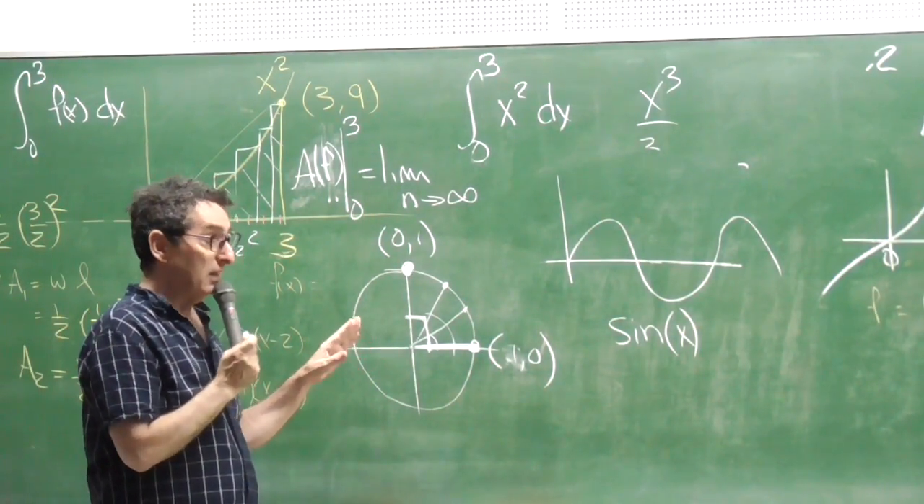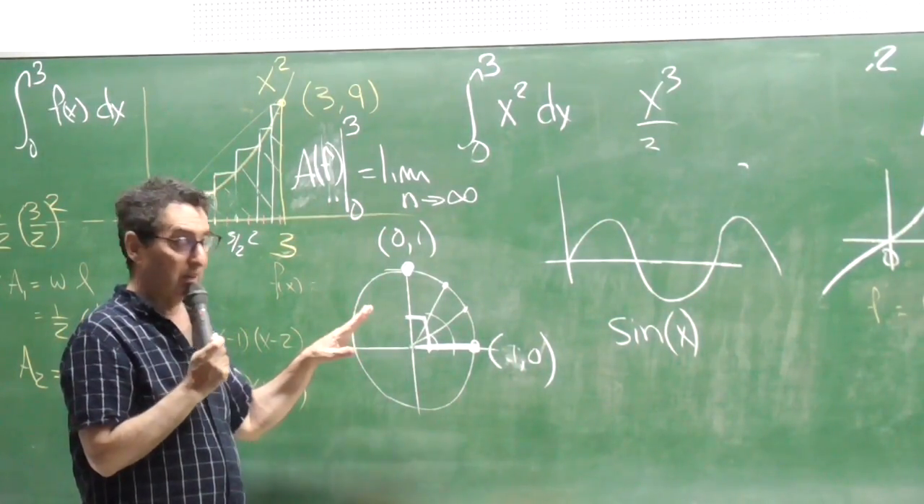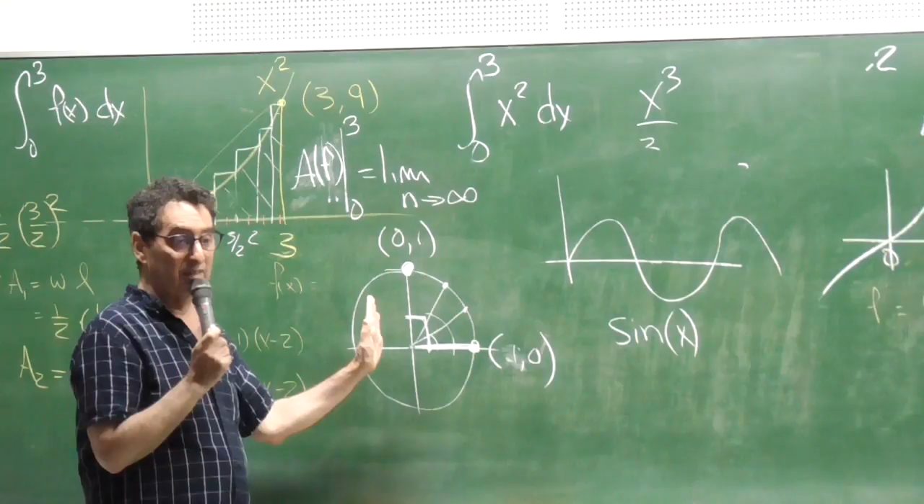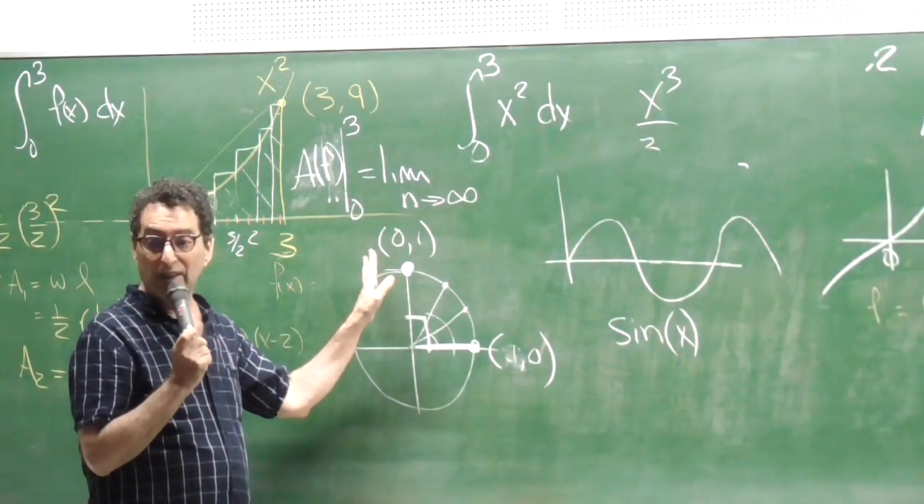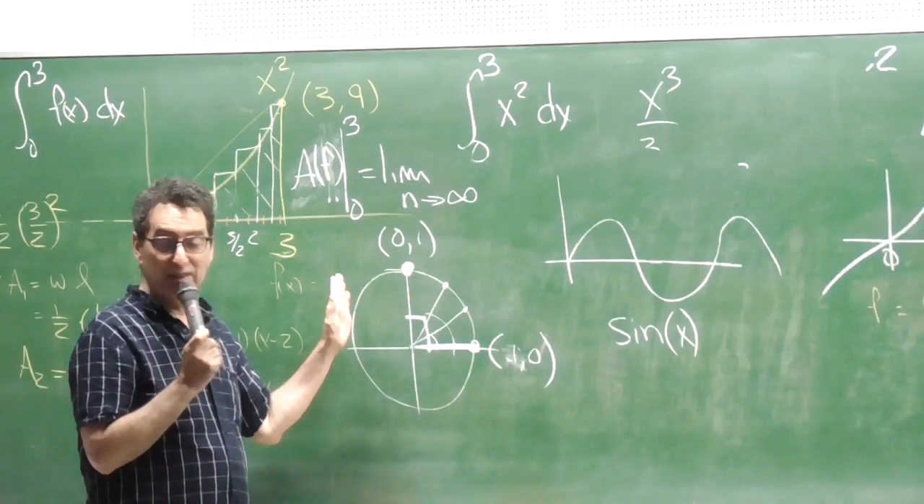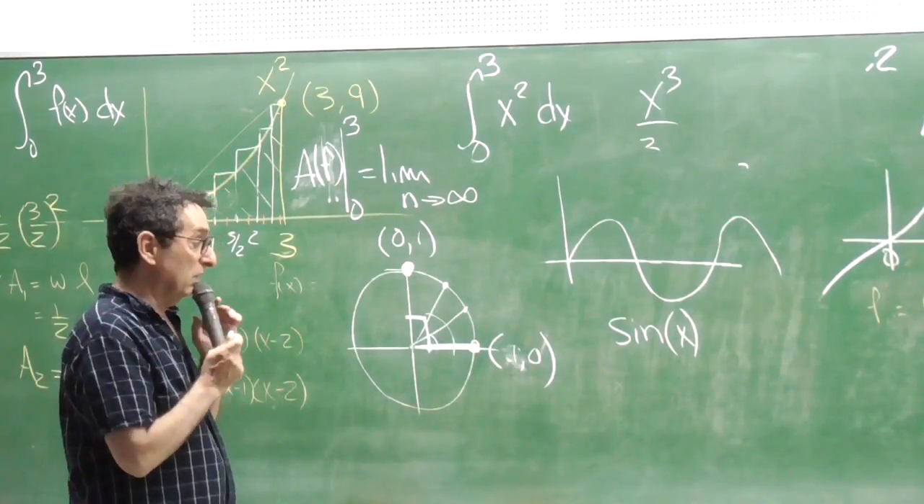So remember, the sine is the y coordinate, and the cosine is the x coordinate. So the sine of 90 degrees is the y-coordinate, so that's 1. But the cosine of 90 degrees is the x-coordinate, which is 0. Okay? So that's a review.